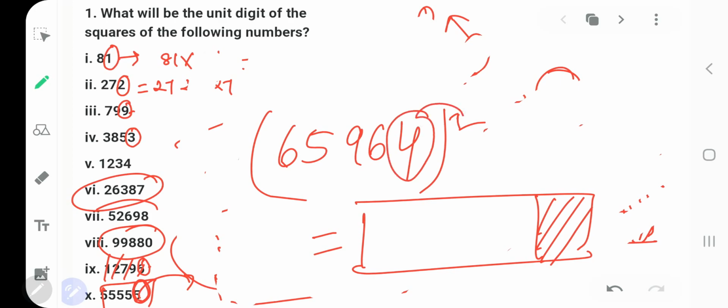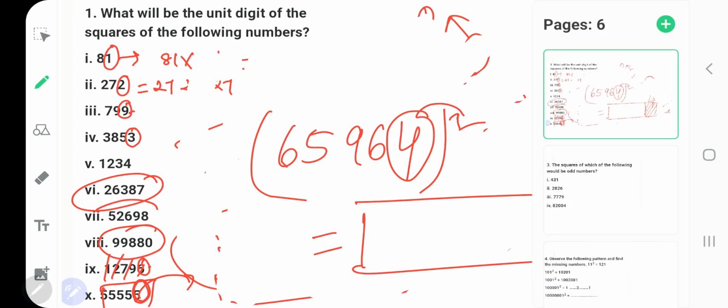That will be the square of 4, that is 64. So even here you will get 4. 64, 4 is the unit digit. So the unit digit will be 4 for the square number of this big number. Got my point clear now?